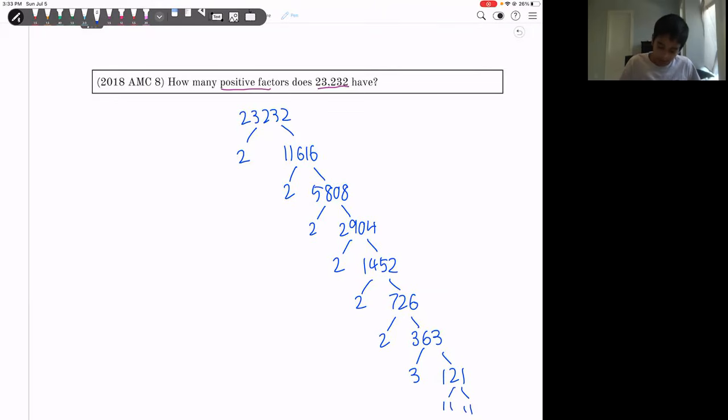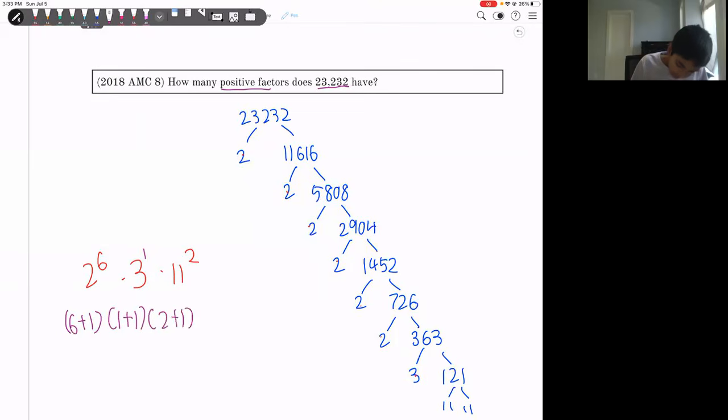Now let's combine all this into prime factorization form. We have 6 factors of 2, 1 factor of 3, and 2 factors of 11. Now we have a prime factorization, so we're done with step 1. Now add 1 to all exponents. So what's 6 plus 1, times 1 plus 1, times 2 plus 1, which is 7 times 2 times 3, which is 42. And that would have been really hard to actually write out all of them. So that's why this trick is handy.